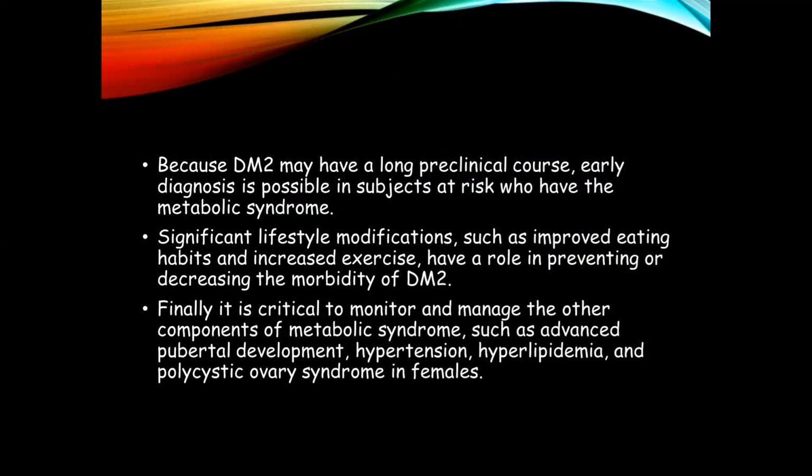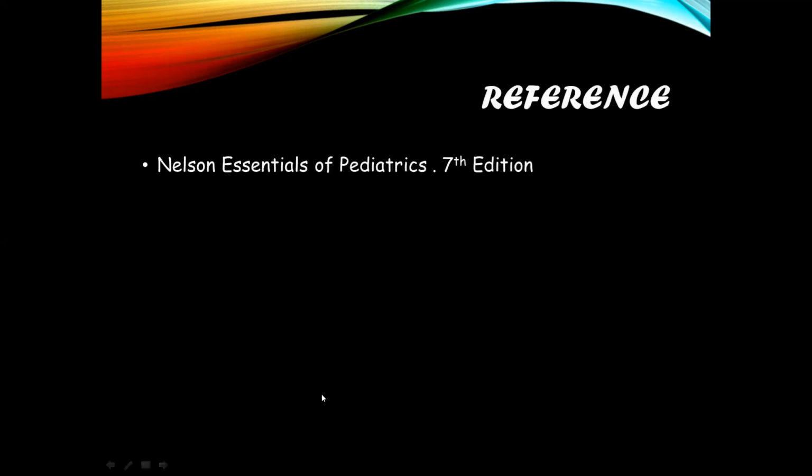So because DM2 has a long preclinical course, early diagnosis is possible in subjects at risk who have the metabolic syndrome. Significant lifestyle modifications such as improved eating habits and increased exercise have a role in preventing or decreasing the morbidity of DM type 2. And finally, it is critical to monitor and manage the other components of metabolic syndrome, such as advanced pubertal development, hypertension, hyperlipidemia, and polycystic ovarian syndrome in females.